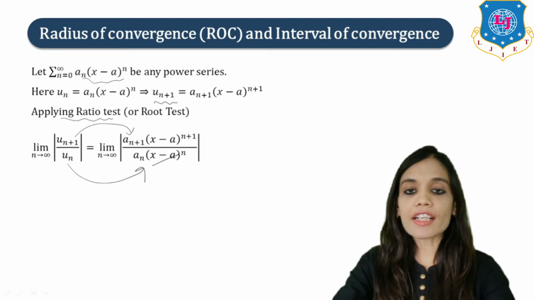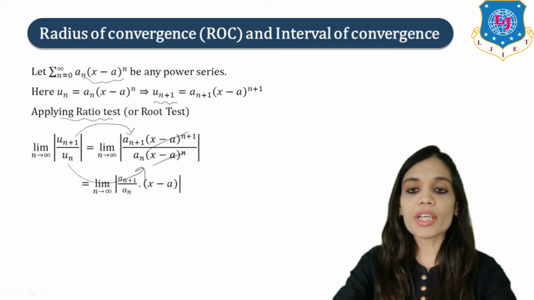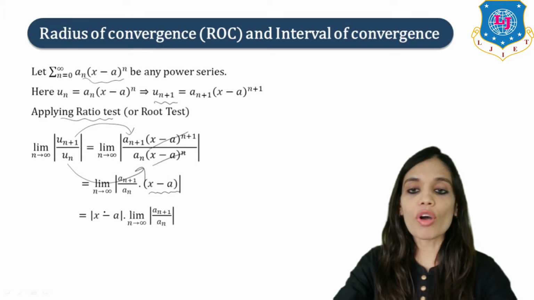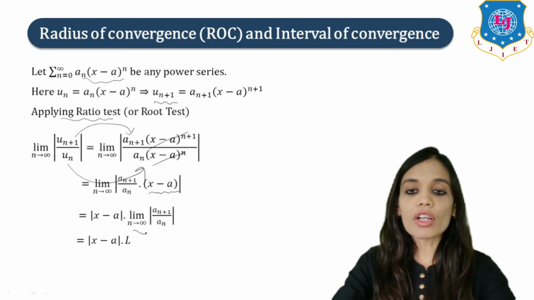Now you can see that (x minus a) whole raised to n gets cancelled out. So what remains is limit n tends to infinity a_(n+1) upon a_n into (x minus a). Now take this (x minus a) outside the limit: mod x minus a into limit n tends to infinity mod a_(n+1) upon a_n. Now we call this limit l. So finally the answer of the limit is equal to mod x minus a into l.